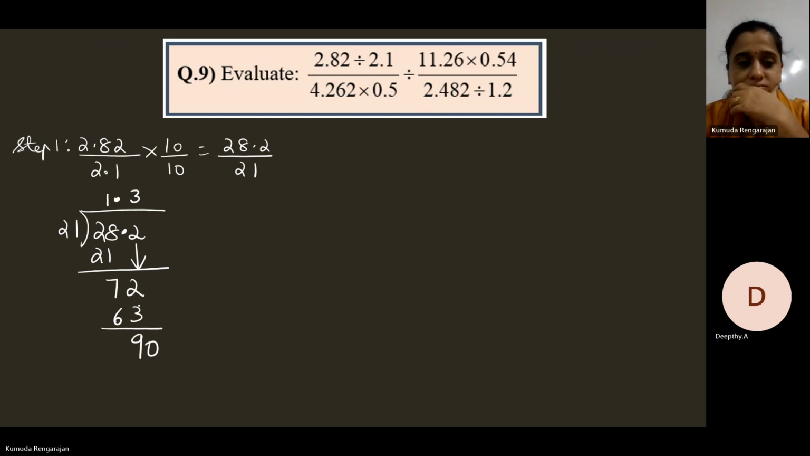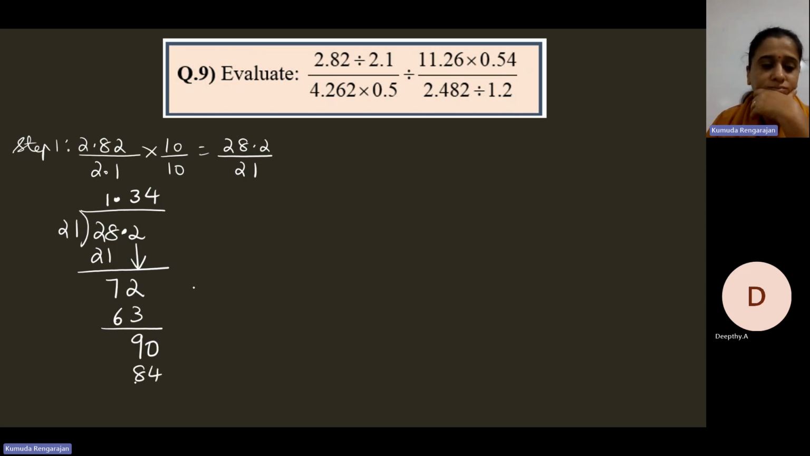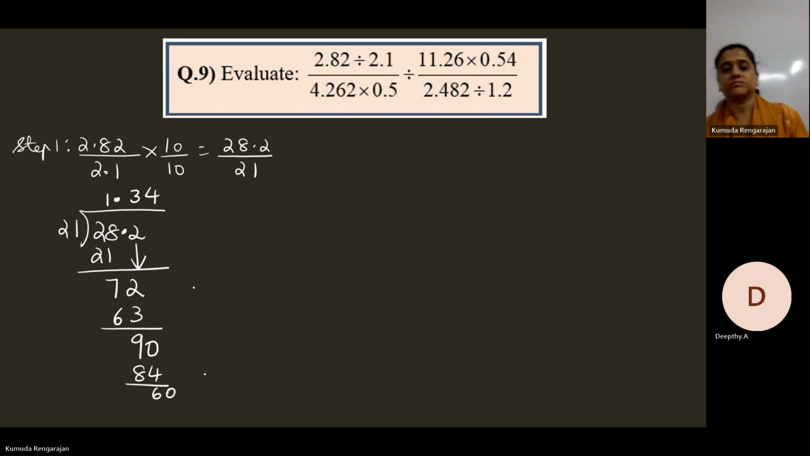Now 4. Yeah. 4 times how much? 84. What's the remainder? 6. You can add a 0. 42. 2 times 42. What's the remainder?